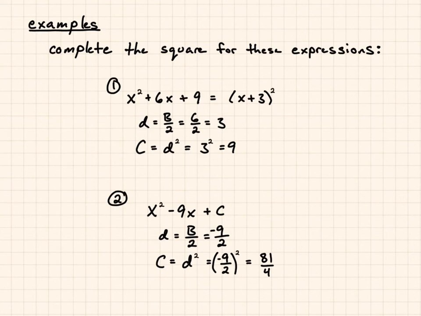So I can replace c with 81 over 4, and this becomes a perfect square. And what is it the perfect square of? Well, I have d as negative 9 over 2. And you can FOIL that out to see that we get x squared minus 9x plus 81 over 4.